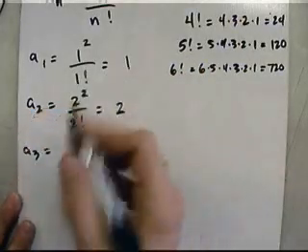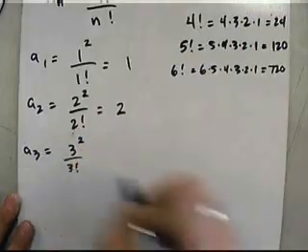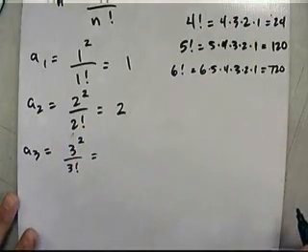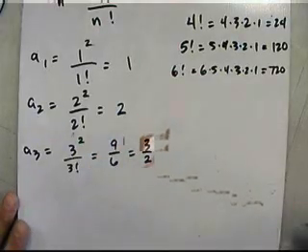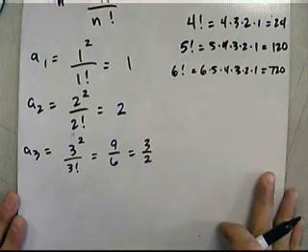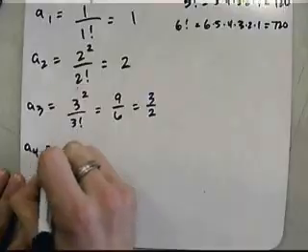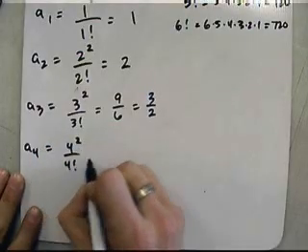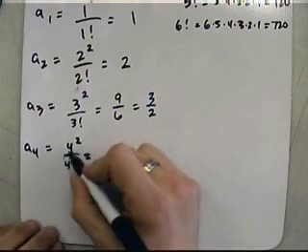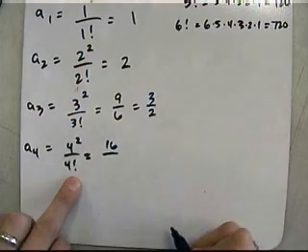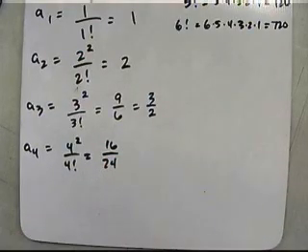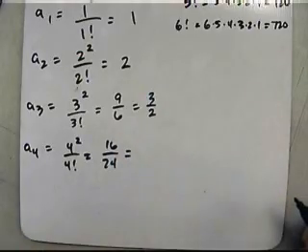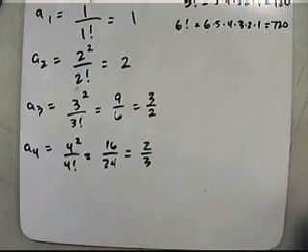A sub 3, the third term, plug in a 3, would be 3 squared divided by 3 factorial. So that would be 9 over 6, which would be 3 over 2. Everybody see that? Yes. If you want to find the fourth term, a sub 4 would be 4 squared over 4 factorial. So that's 4 squared is 16, and then divided by 4 factorial is going to be 24. So 16 24ths, which we can reduce to, you know what that reduces to? 2/3. Sounds pretty good.